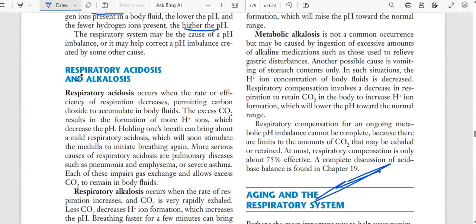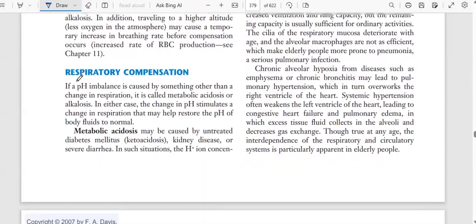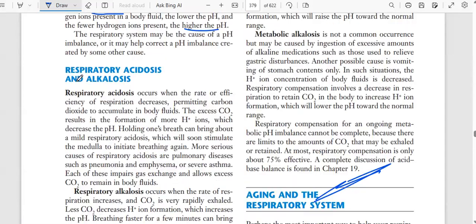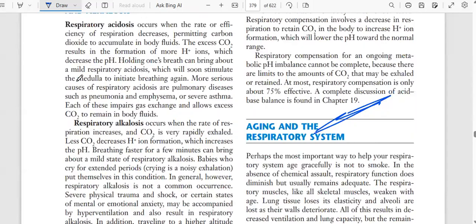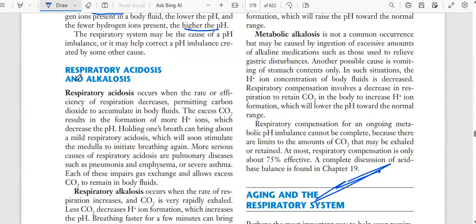Respiratory acidosis and respiratory alkalosis. These are the two points. Very important. Please focus your concentration here. Respiratory acidosis occurs when the rate or efficiency of respiration decreases, permitting carbon dioxide to accumulate in the body fluids. The excess carbon dioxide results in the formation of more H ions, which decreases the pH.